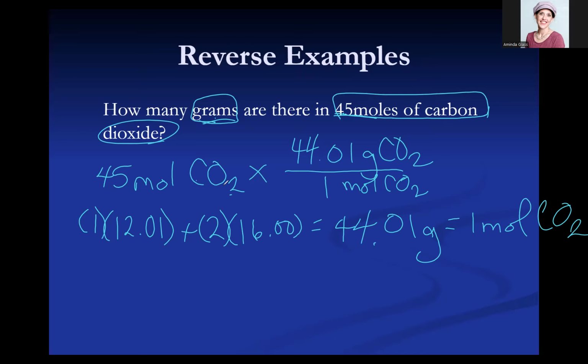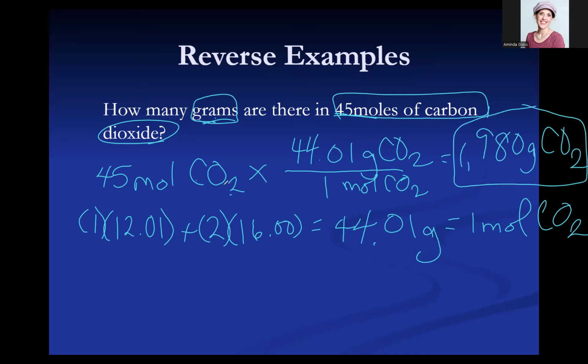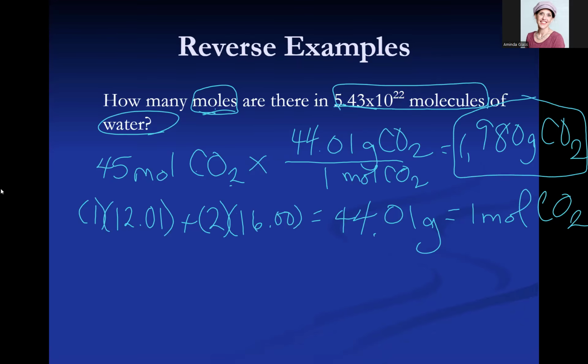So 45 times 44.01 gives me 1,980 grams of CO2. There we go. Let's do another one.